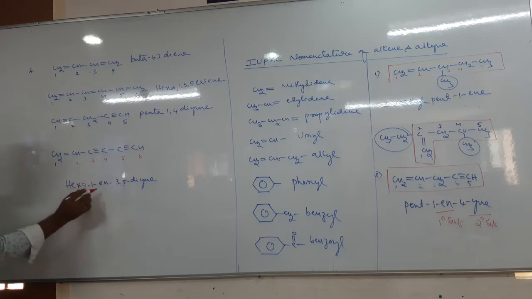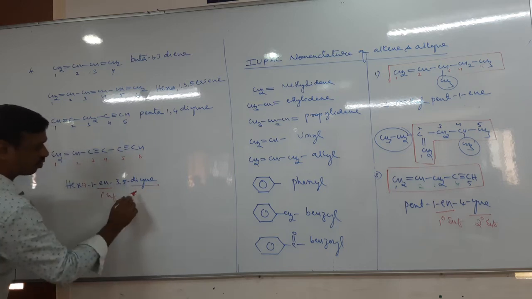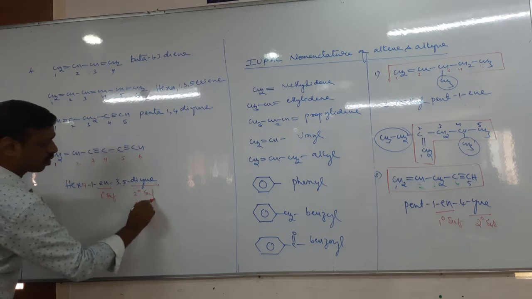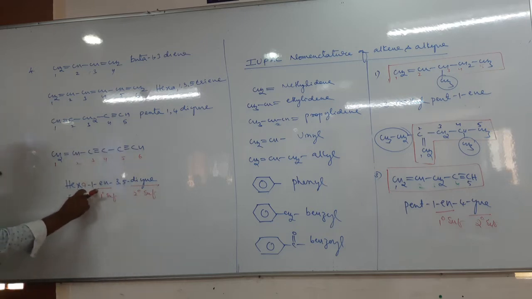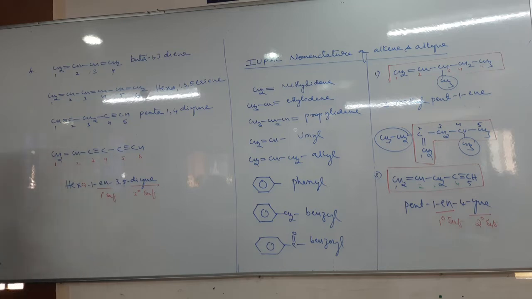Why not hexa? When does hexa have to come? When the primary suffix starts with a numerical affix. Here, in is a primary suffix, and ene is a secondary suffix. When the primary suffix starts with numerical affix, like di, tri, tetra, penta, it should be there. Suppose if di comes, di-ene comes, then hexadiene.